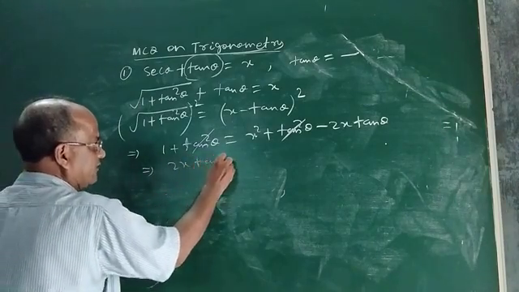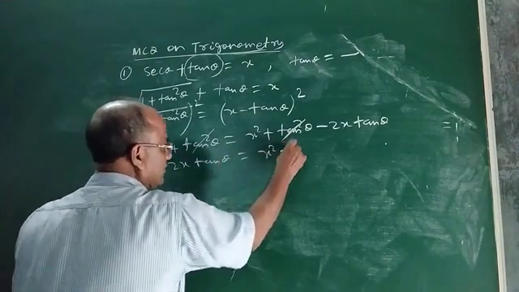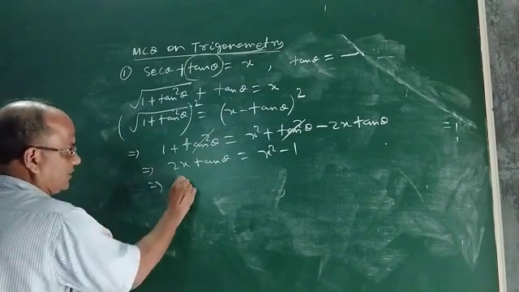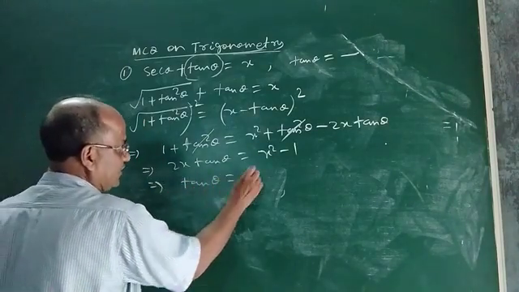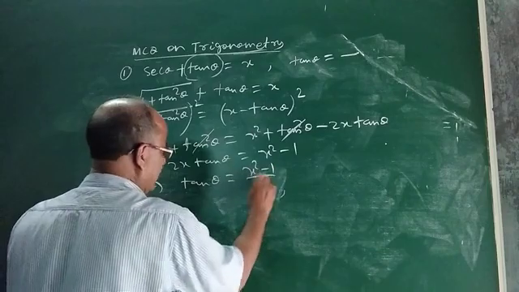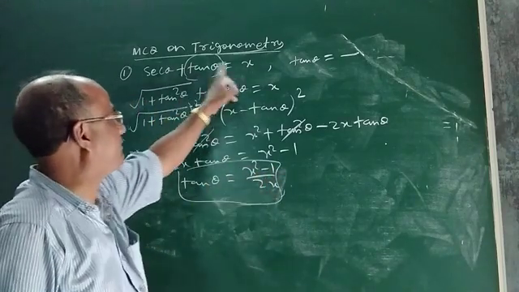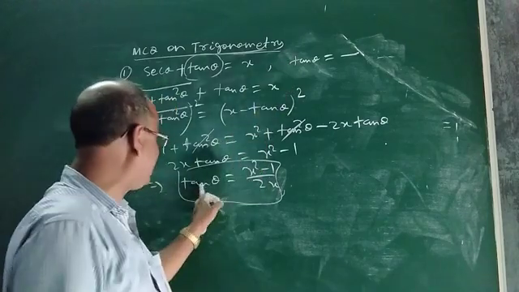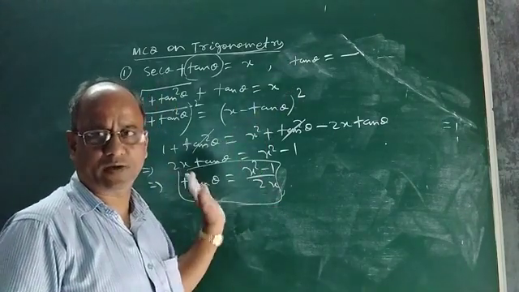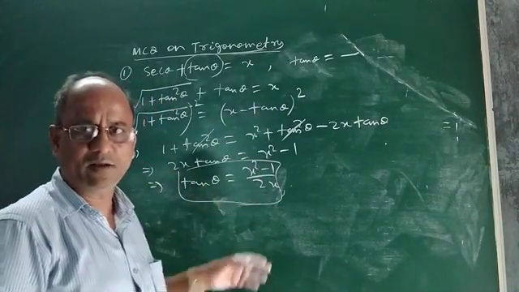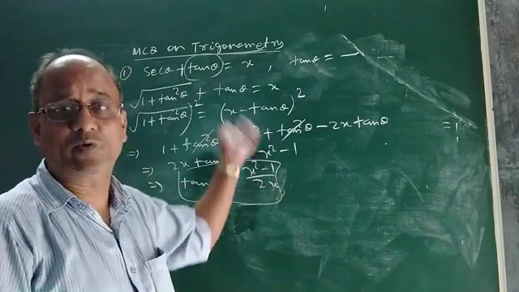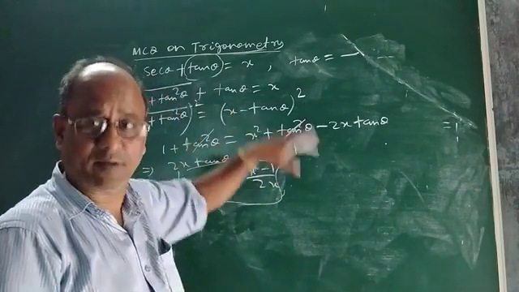It will be 2x tan theta equal to x square minus 1. So tan theta will be equal to how much? It will be x square minus 1 by 2x. So, if sec theta plus tan theta is x, then the value of tan theta will be equal to x square minus 1 by 2x. In this way you can find the value of tan theta if you are given the value of sec theta plus tan theta.